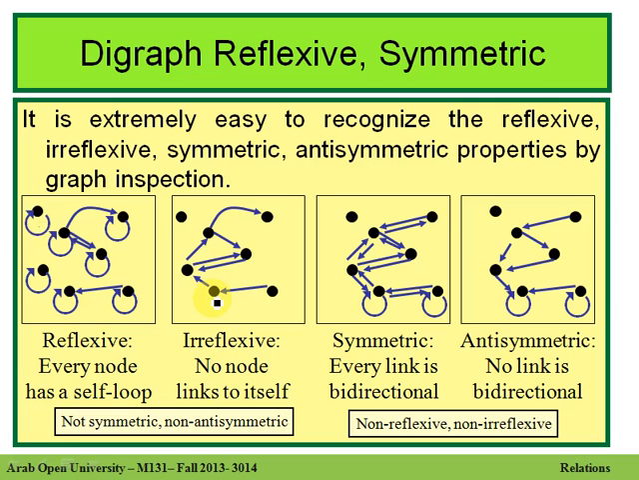Symmetric is if there is an element A to B, then there should be a B to A. It's called symmetric. And antisymmetric is there is no bidirectional. It means if there is A to B, then there should not be B to A. That is called antisymmetric. What we discussed in the last class.